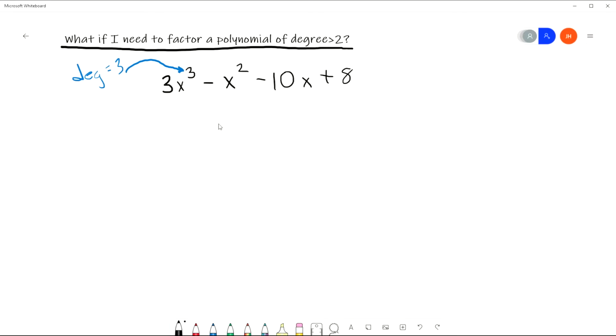So to start things off, let's think about what this will end up looking like when I break it up into its factors. This polynomial here is degree 3. So we hope it'll have potentially 3 factors, right? It could have less depending on how the factors are, but for now let's accept that we're looking for 3 factors.